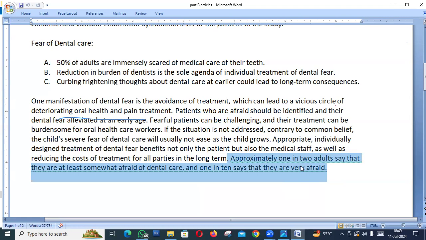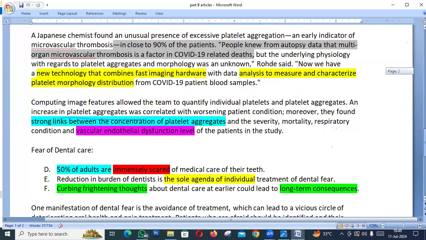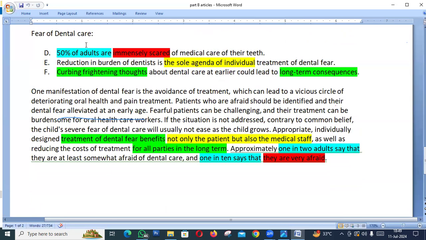So C is correct, sir. So A is wrong, okay. If A is wrong, B is wrong, the answer is C. Let us see why C is correct. You can see immensely scared here. They are very afraid, means they are immensely scared, okay. 1 in 10 adults, 50% is given here in the first part, but here it says 1 in 10 means 10%, so it was wrong, okay.